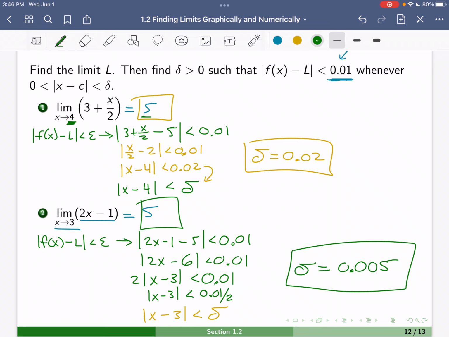Perfect. In our next video, we are going to go through 2 more examples where we are going to find the limit, prove the limits of some functions using the definition of a limit, finding deltas in terms of epsilons. All right, we will see you there.